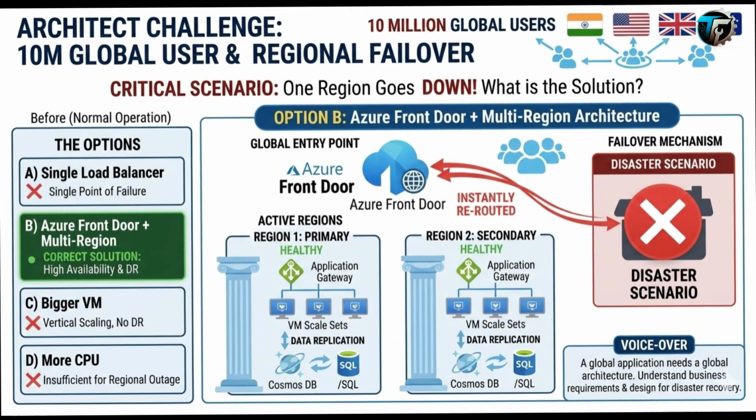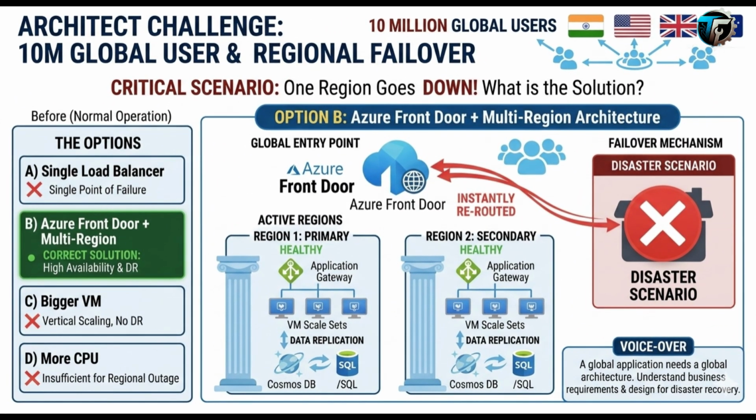Let's finish with an architect challenge. Your company has 10 million users across the world. Your application runs in two Azure regions. Suddenly, one region goes down. Would you simply add more CPU? Add a bigger VM? Or design a global entry point with multi-region application infrastructure and appropriate disaster recovery? The answer should start with understanding the business requirements and then designing the appropriate global architecture. And remember, a global application needs a global architecture.